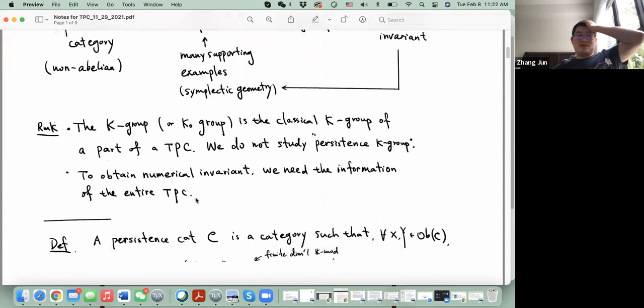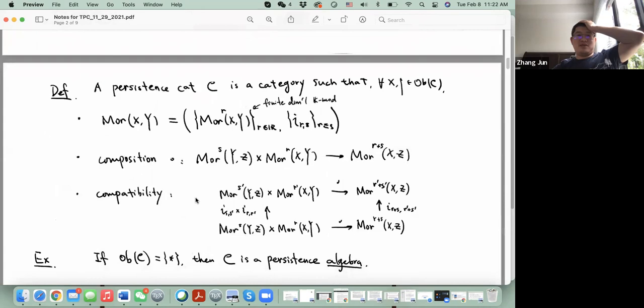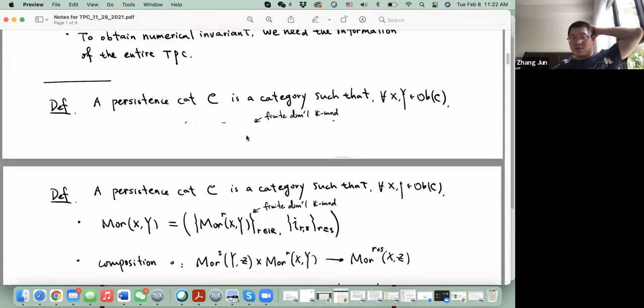Let's see what the definition is. So I will go directly to the second page. I'm sorry that I transferred this from OneNote. When you transfer the PDF file from OneNote, the page breaks.